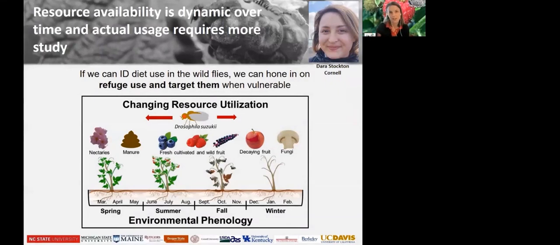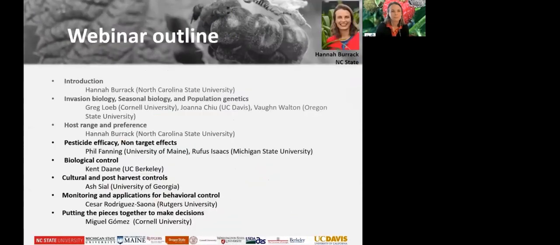And this, of course, is going to change over time. And if we can understand where this host use pattern shift occurs, we can potentially target these flies when they are most vulnerable to management and their population sizes are the smallest. And so this is work that we're continuing in other aspects of this project.